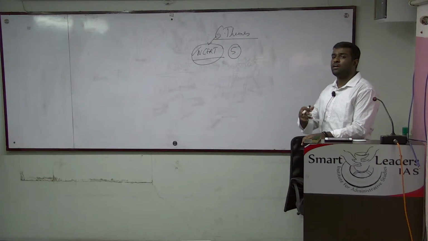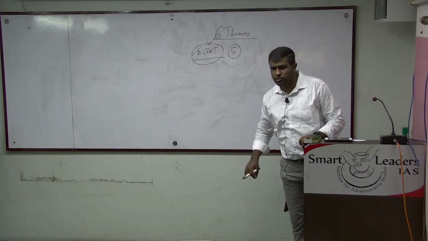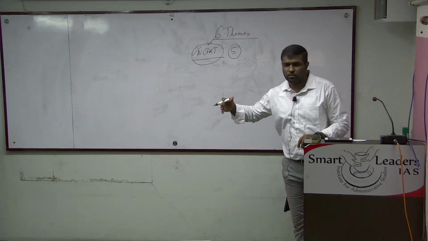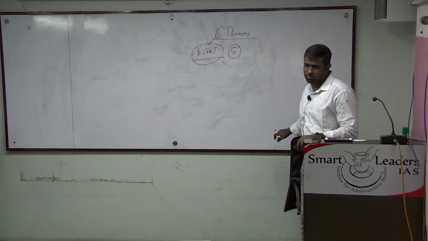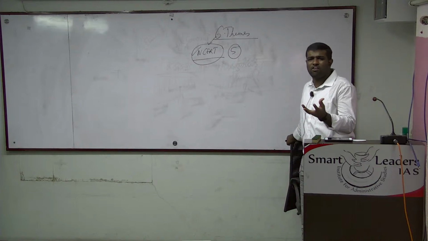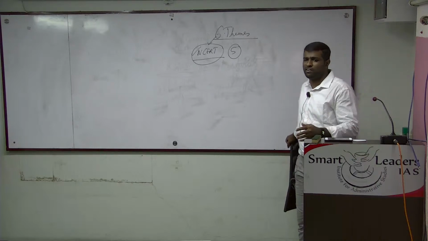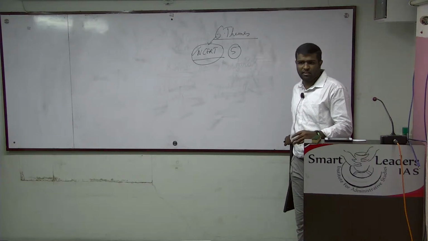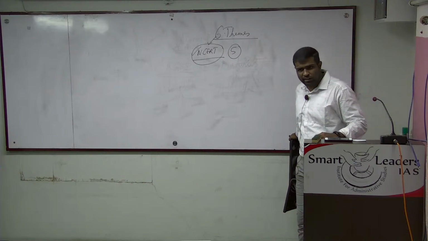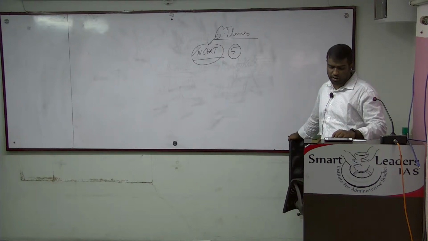One classic example is the issue of TASMAC in Tamil Nadu. Right? The government wants to open it anyhow, and it says that it doesn't have any revenue. Why is the government earning revenue out of alcohol? Where is the resource? Right? These questions could have come to your head.